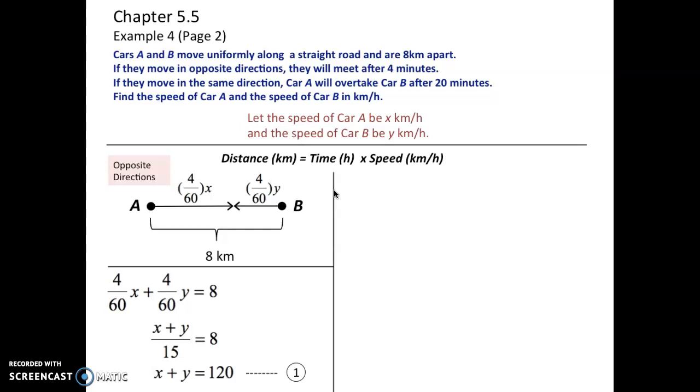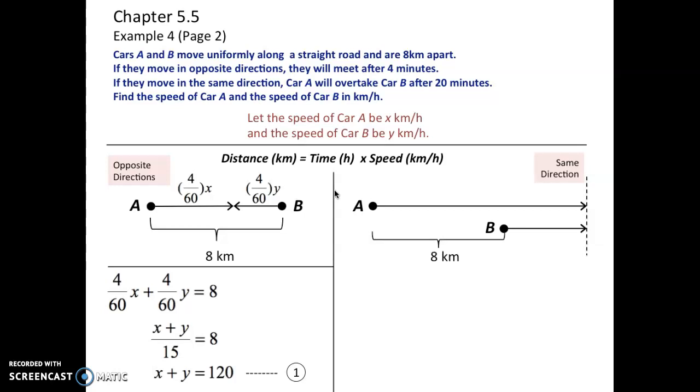We will need to form a second equation to solve them simultaneously, and we are going to use the second piece of information given to us in the question. In the second scenario, they are moving in the same direction, and car A will overtake car B. So, we will draw this diagram. We know that car A is definitely moving faster than car B in order to overtake car B after 20 minutes. Similarly, the distance between the two is still 8 km.